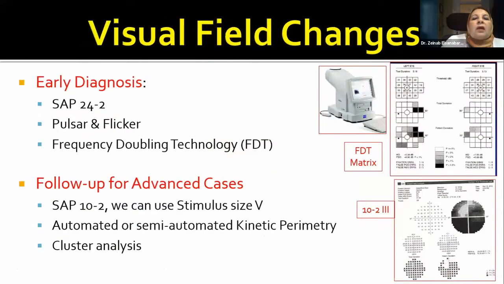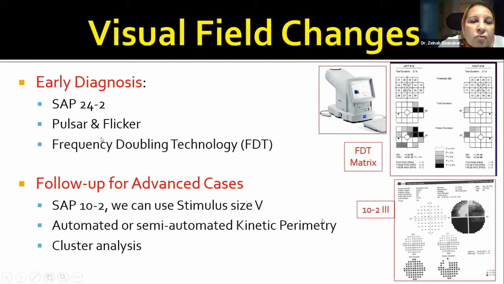And then we'll come to the visual field. The visual field, I may need to diagnose early changes, or I may need it for follow-up, especially for advanced cases. If we do a field for early diagnosis, usually standard automated perimetry is the standard perimetry used.